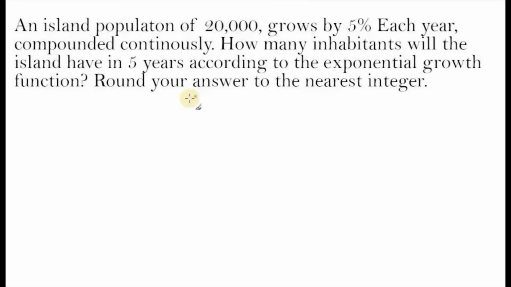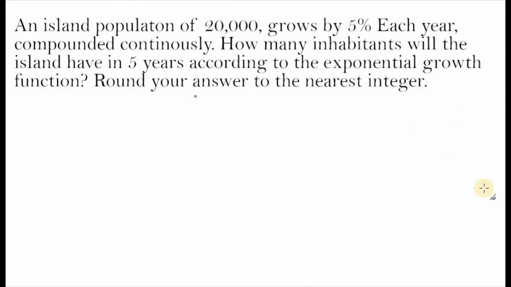In this tutorial, I'll be showing you how to solve continuous growth and decay. So in this problem we have an island population of 20,000 that grows by 5% each year, compounded continuously. How many inhabitants will the island have in 5 years according to the exponential growth function? Round your answer to the nearest integer.